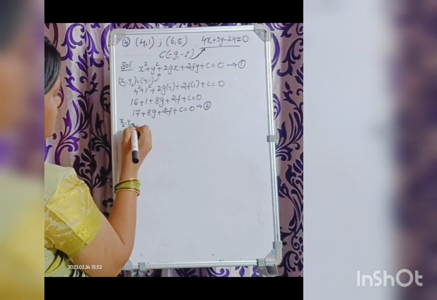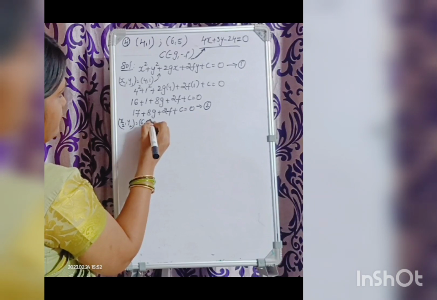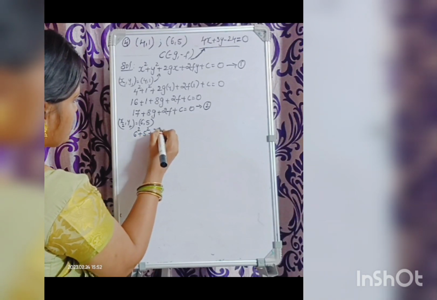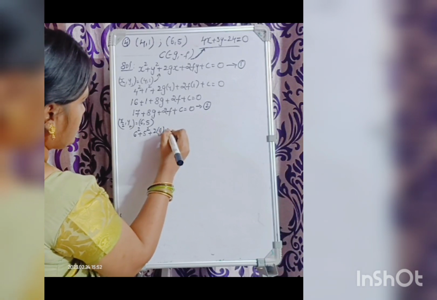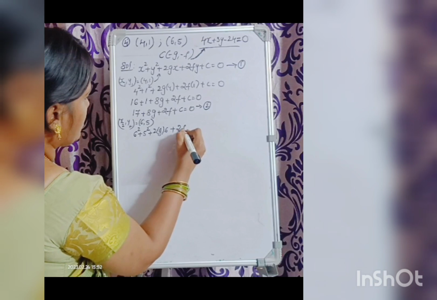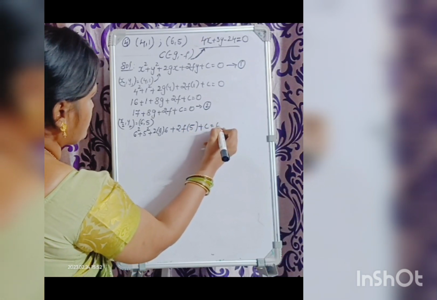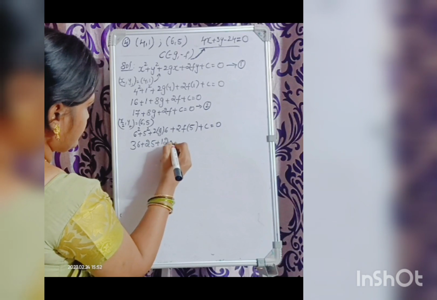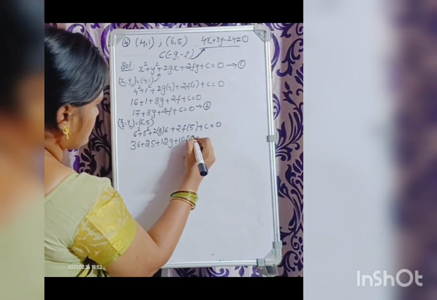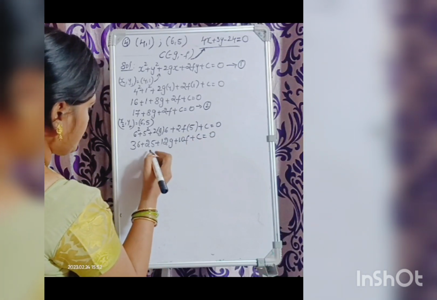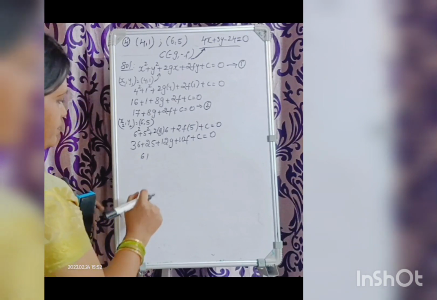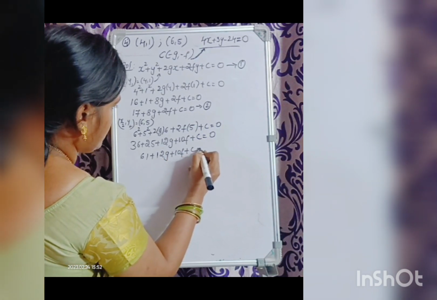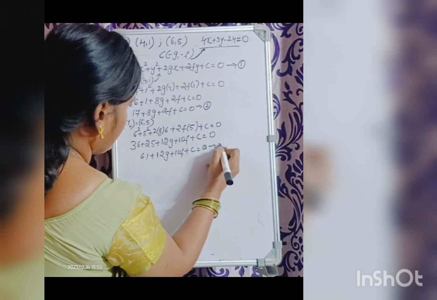Similarly, for the point 6 comma 5, substituting in the standard equation x square plus y square plus 2gx plus 2fy plus c is equal to 0, we get 36 plus 25, so it's simply 61, plus 12g plus 10f plus c is equal to 0. I'll call this equation 3.